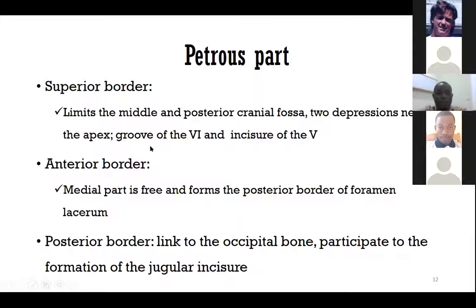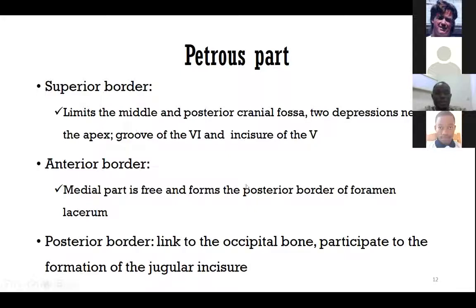The anterior border of the petrous bone will be the medial part. We will see that the medial part is free and forms the posterior border of the foramen lacerum. And like I said, when we have pathologies of the foramen lacerum at the anterior border, we can have two approaches: the subtemporal approach and the middle fossa approach, by craniectomy. And for each of these approaches we have its advantages and disadvantages.